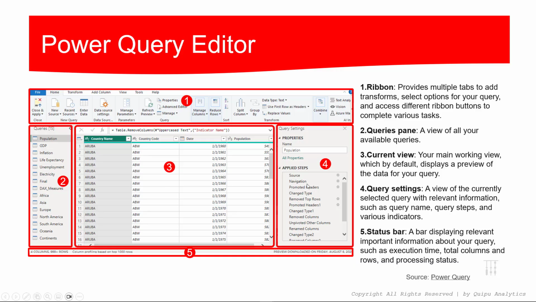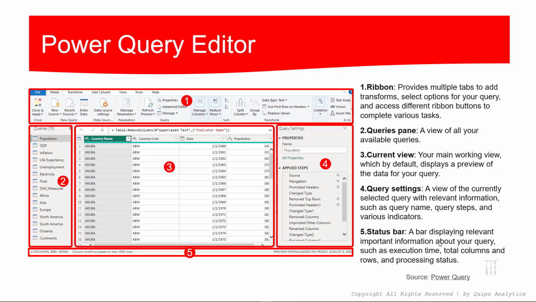Number 4 is the query settings. This is also important because every time you perform a transformation, that step is going to be recorded here, as you can see on the right side. You can even rename it. That's a good practice as well. And another cool thing about query settings is that you can rename your queries, as you can see right here. By default, it's usually called table 1, table 2, but you can rename it here as well. Finally, number 5, this is the status bar.